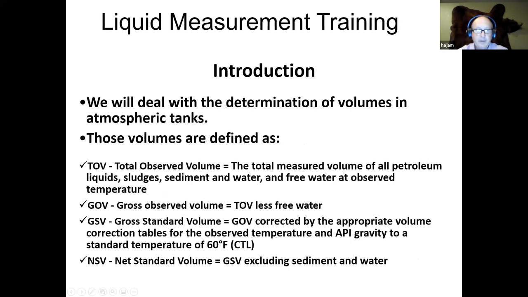So introduction. In this slide pack, we're going to deal with the determination of volumes in an atmospheric tank. Those volumes are defined as a total observed volume, TOV, that includes all of the liquids in the tank, water, everything, including the crude oil. What is the total volume of that tank? Then we're going to talk about the gross observed volume, which is the total volume less the free water. So we want to make sure we deduct any free water that is measurable in our tank. Then we're going to talk about adjusting that GOV to a gross standard volume, where we actually do a temperature and a gravity correction, arrive at a CTL, and arrive at the gross standard volume.